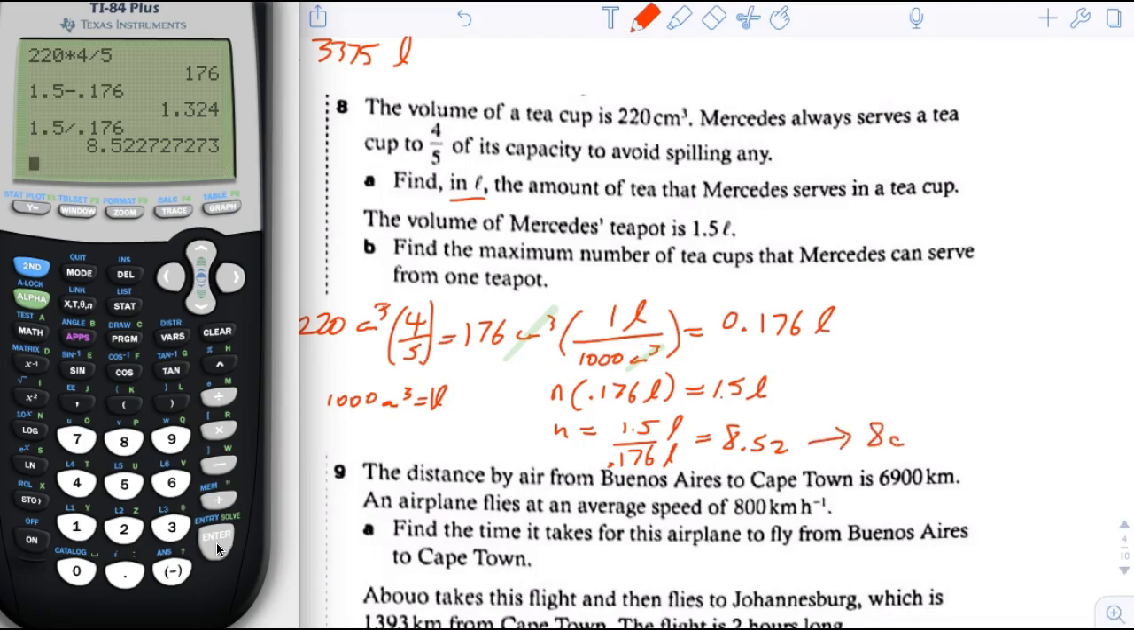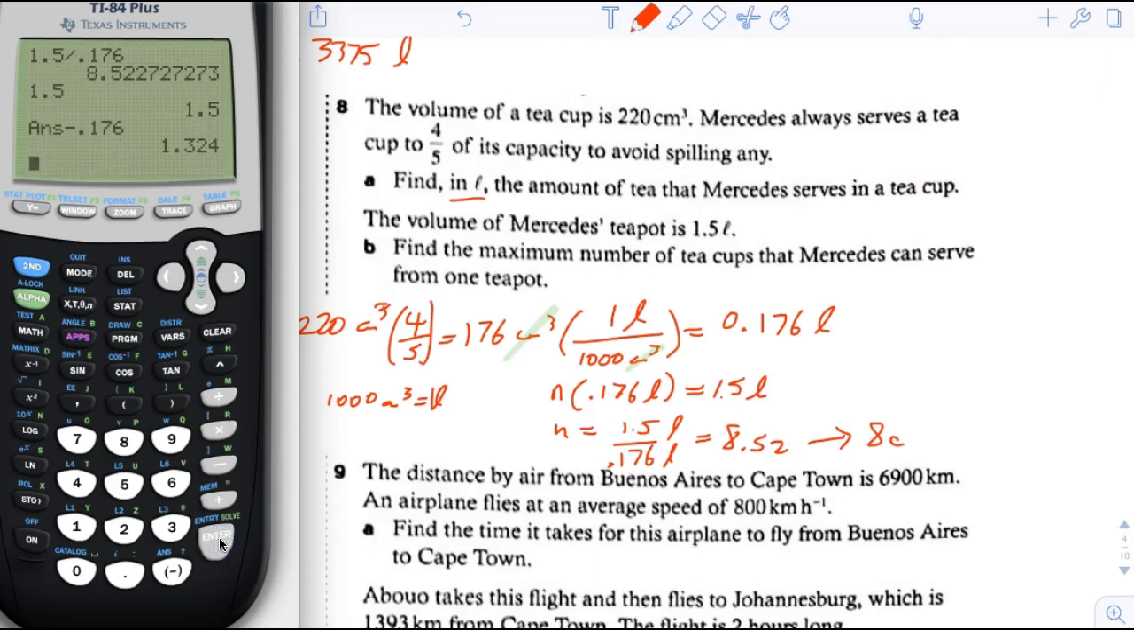8 cups. The other way you could do this, without algebra, is you would say, I start out with the 1.5 liters, and I'm going to put that there. And then I'm going to subtract repeatedly 0.176 liters over and over again to see when I run out. And every time I subtract, I'm going to count 1 cup, okay? So subtracting 1 time would be 1 cup, and I'm left with 1.324.